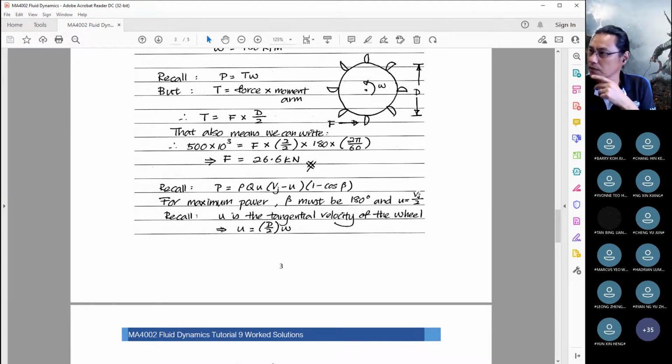I think you can try. I think it's conceptually correct because power is FV, isn't it? Try it out and see what happens. Okay, try it and see what happens.